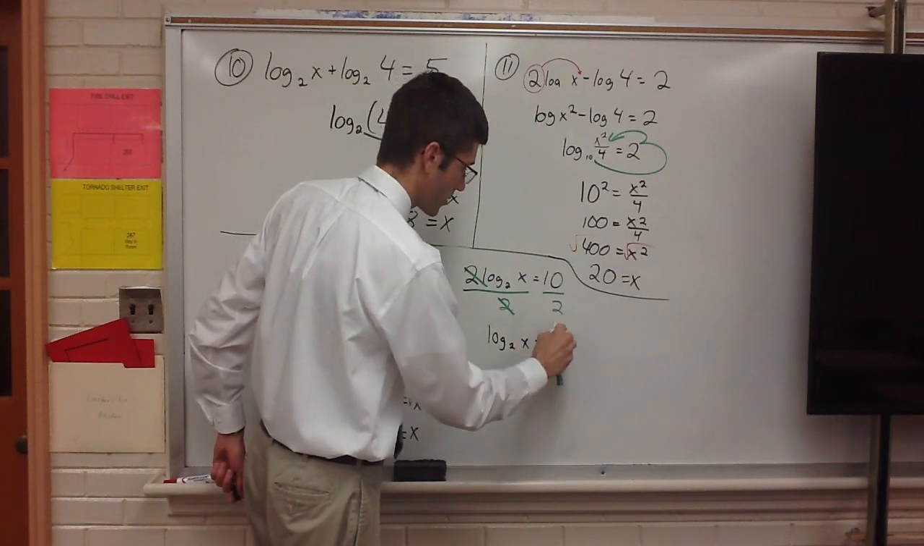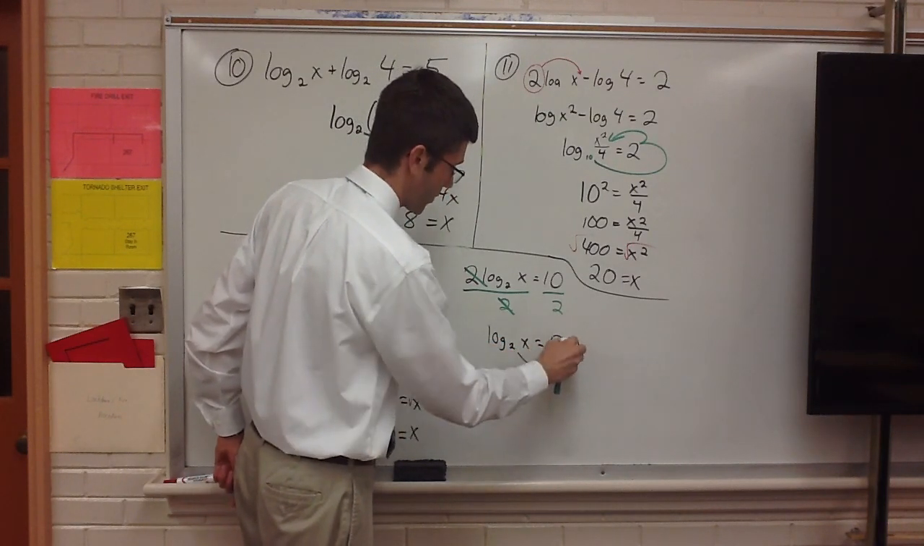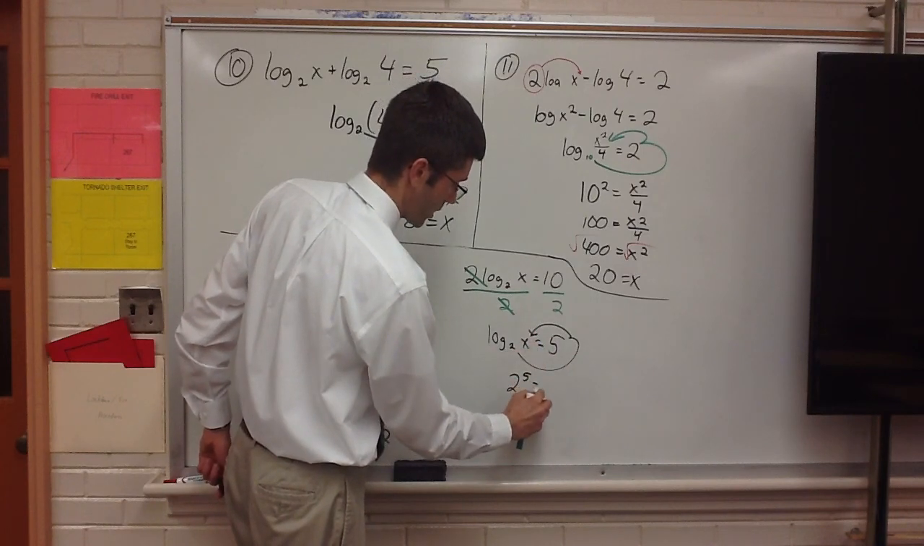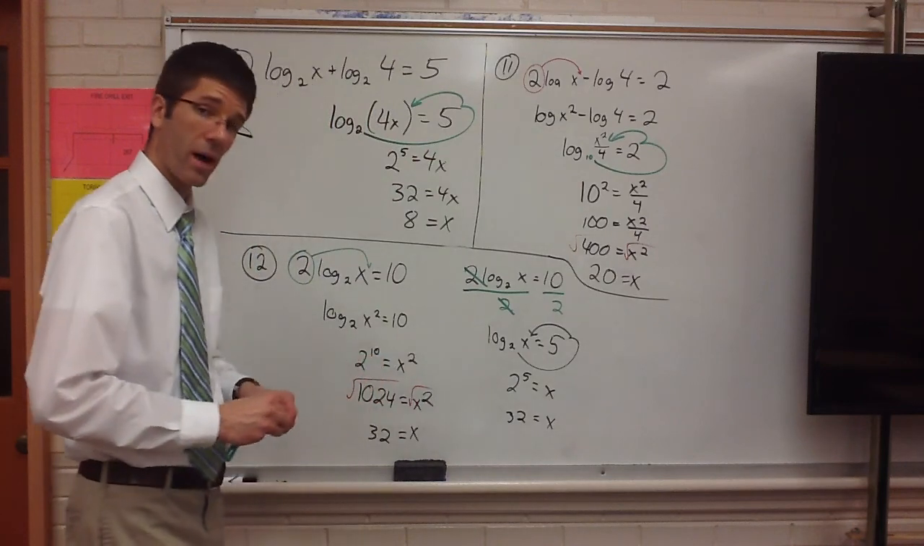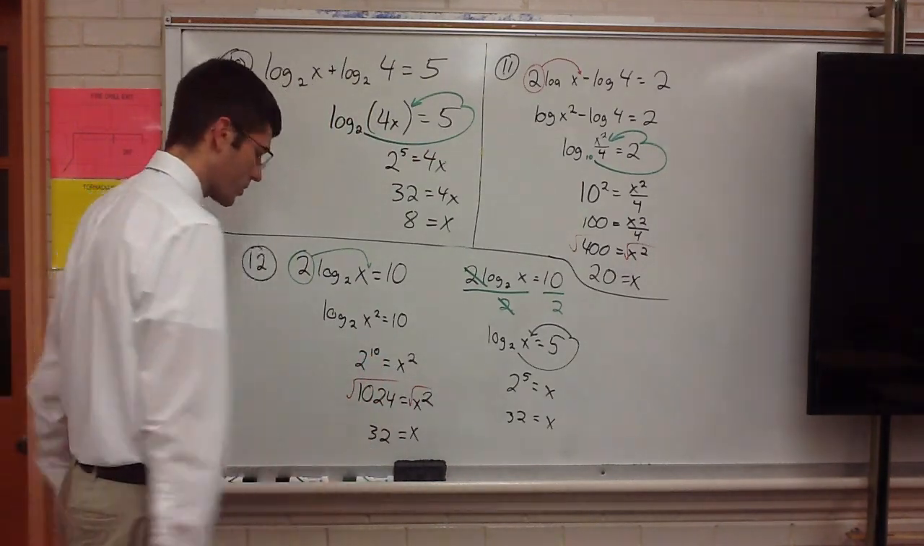Log base 2 of x equals 5, and then 2 to the 5th equals x, and sure enough, 32 is x. Like I said, we're not going to do those bottom 3, and I will let you work on the work that follows this video.